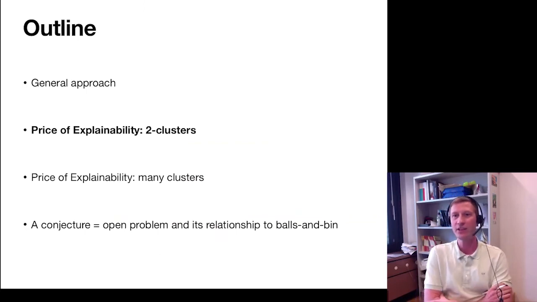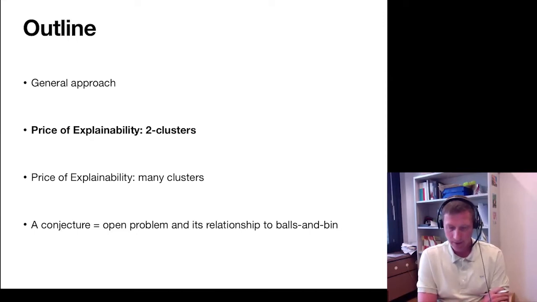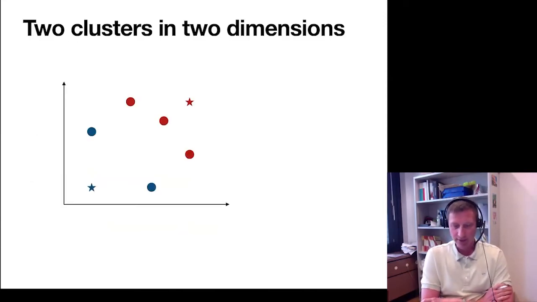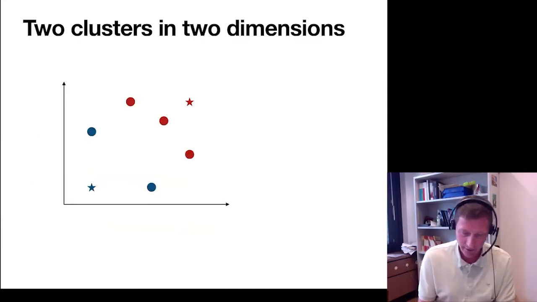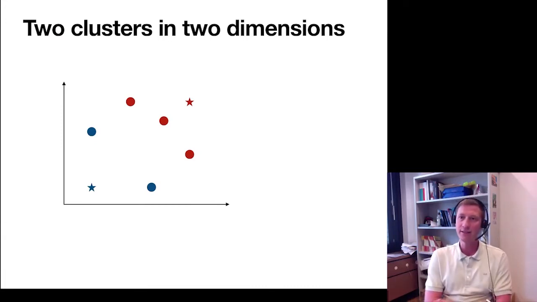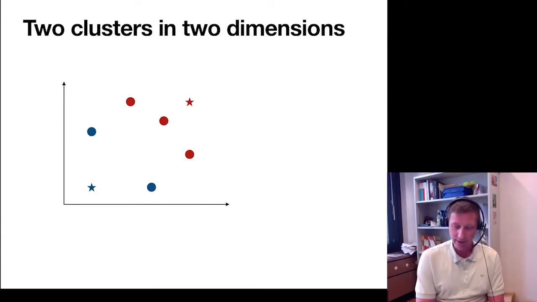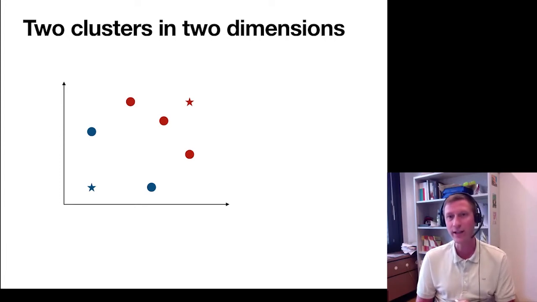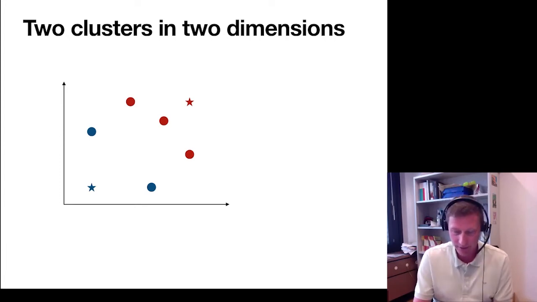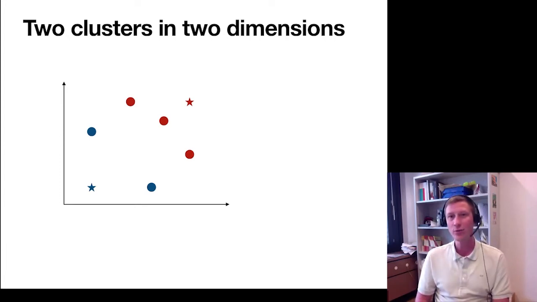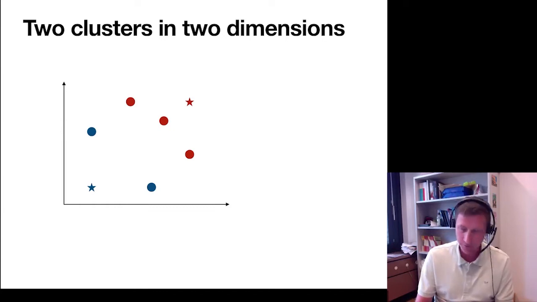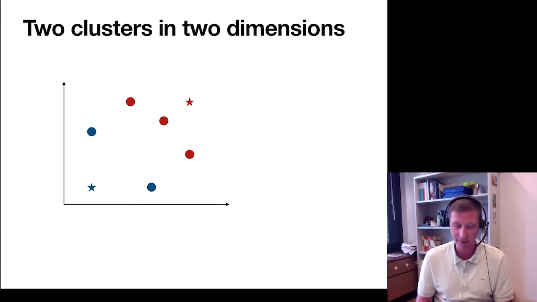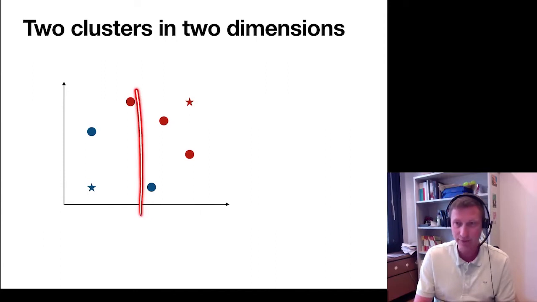Okay, so now let me explain how this works for two clusters. I have two clusters in two dimensions. Maybe this is the input reference cluster I was given, blue and red. What we can observe already in two dimensions is that no matter how I cut, meaning separate the blue and the red centers, I will misclassify some point.